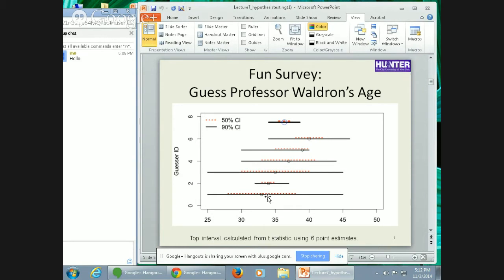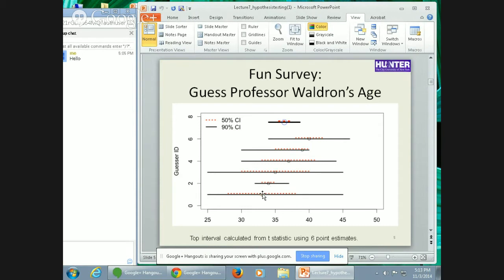Anyways, I asked 5 things in this survey: to give a point estimate for your best guess for my age, then to give upper and lower bounds for a 50% confidence interval and for a 90% confidence interval. And I wanted to see how well you understood the concept of point estimates and confidence intervals. So they're each plotted here for these 6 guesses, and then I'll tell you what this is afterwards.